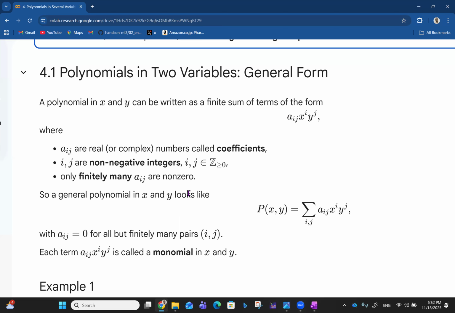So a general polynomial in x and y looks like p(x, y) equals the summation over i, j of a_ij x^i y^j. It doesn't have to be only x and y. It can be x, y, z. It can be w, x, y, z, and things like that. With a_ij equal to 0 for all but finitely many pairs i, j. So in essence, what we're saying is that a_ij should not be 0 for the polynomial to exist. Each term a_ij x^i y^j is called a monomial in x and y.